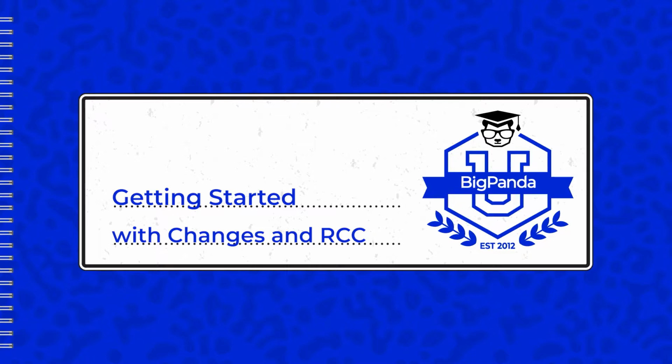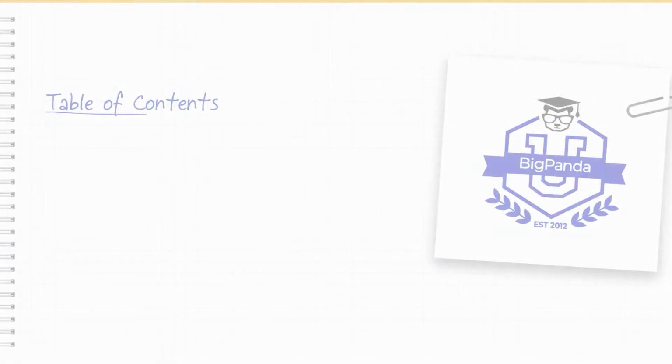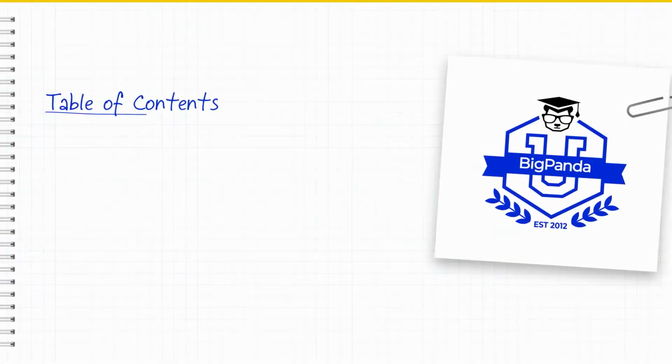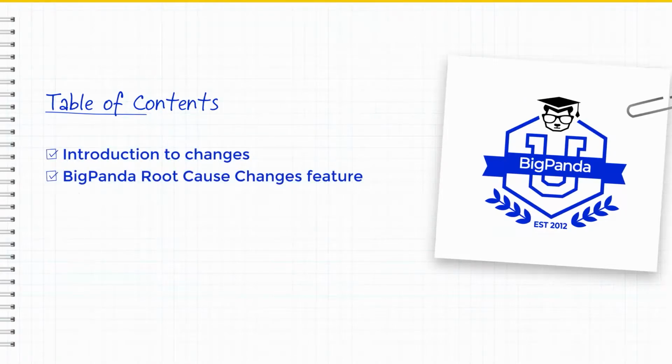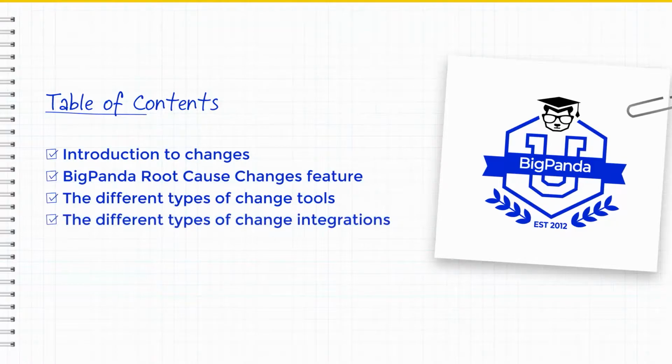In this video, we will discuss how to integrate change data to drive root cause analysis. We call this feature Root Cause Changes, or RCC for short. Specifically, we're going to discuss changes and the challenges they present, discuss the solution to this challenge, BigPanda's Root Cause Changes feature, go over the different types of change tools BigPanda can integrate with, go over the different types of change integrations in BigPanda, and demonstrate an integration with a change tool from start to end.